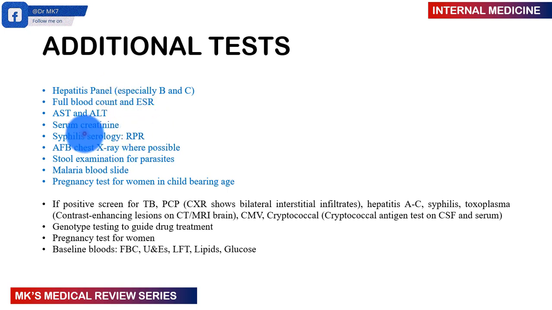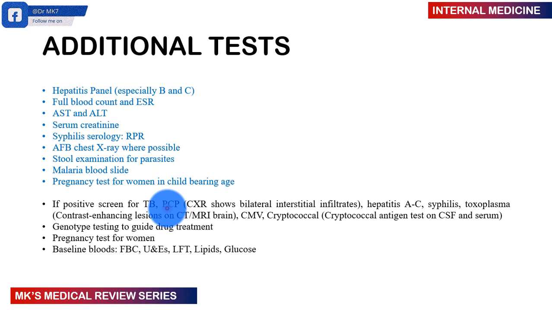We should also order an AFB, an acid-fast bacillus test on the sputum. We can also order GeneXpert on the sputum if we're suspecting TB, a chest x-ray wherever possible, stool for ova and parasites, malaria parasite slide, and a pregnancy test must be done in all women of childbearing age. We should screen patients for TB, screen them for PCP.